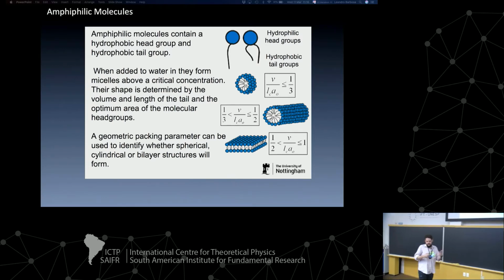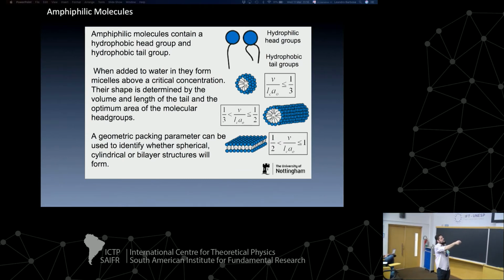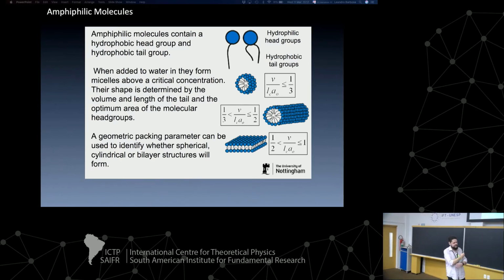And there is what we call this, let's say, empirical parameter. We call it the packing parameter, which is the volume of the hydrophobic region divided by the length of the hydrophobic region times the cross-section of the hydrophobic region. And depending on the value of this, you may form spherical micelles, cylindrical micelles, infinite planes by layers, inverse hexagonal structures, or cubic structures.